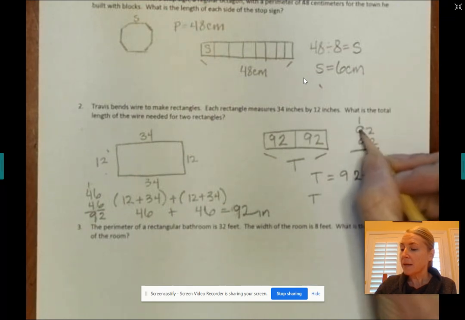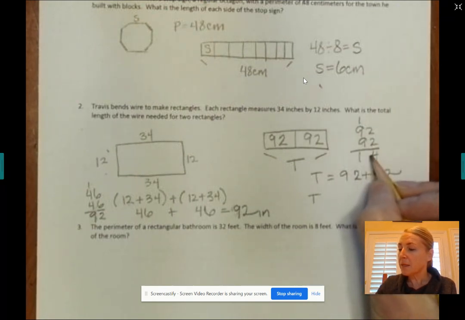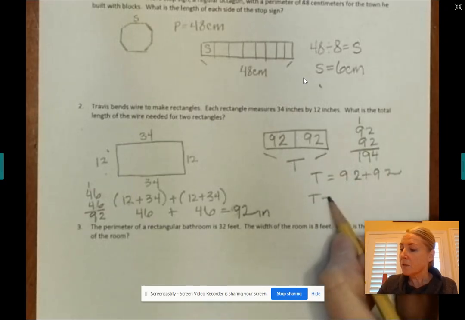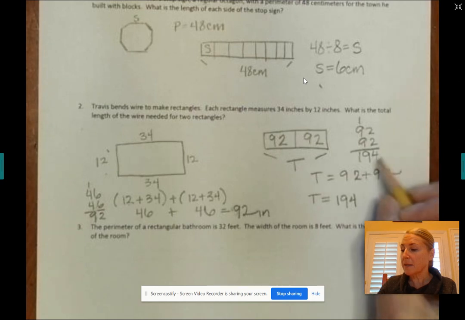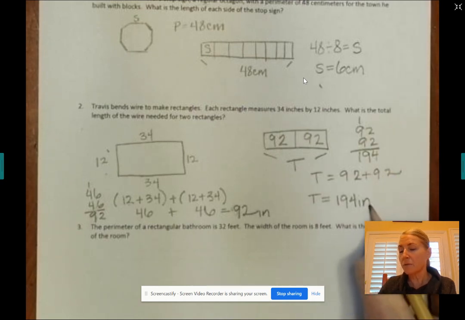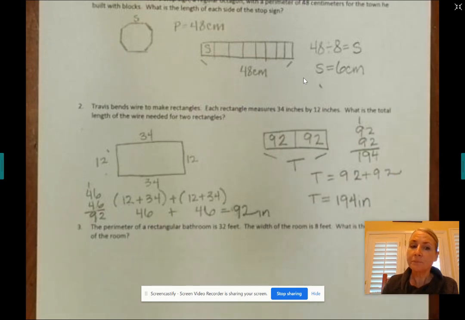4, 9, and 9 is 18, plus one more is 19. So the total perimeter of the two rectangles is 194 inches.